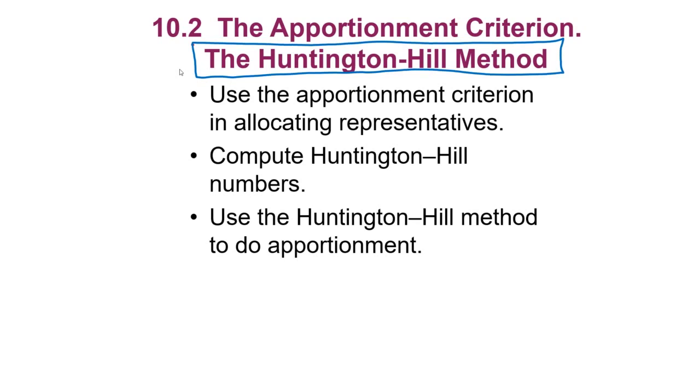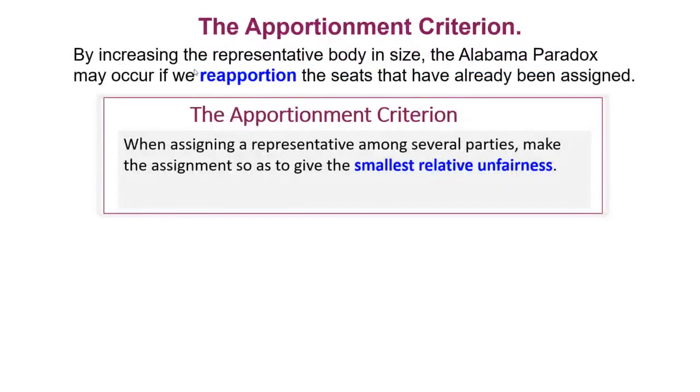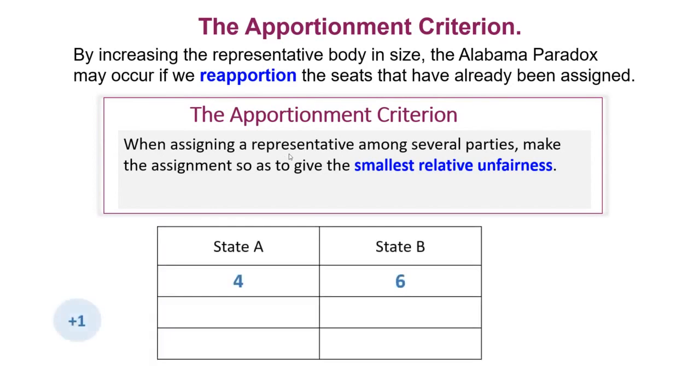It's the method by which the U.S. Congress is assigned right now. But we also have the apportionment criterion in this course. So what is it about? When assigning a representative among several parties, make the assignment so that it gives the smallest relative unfairness.